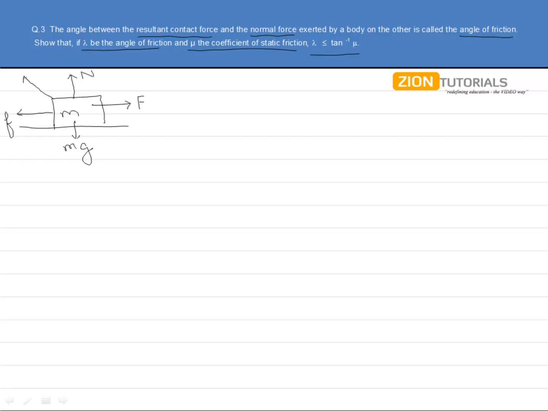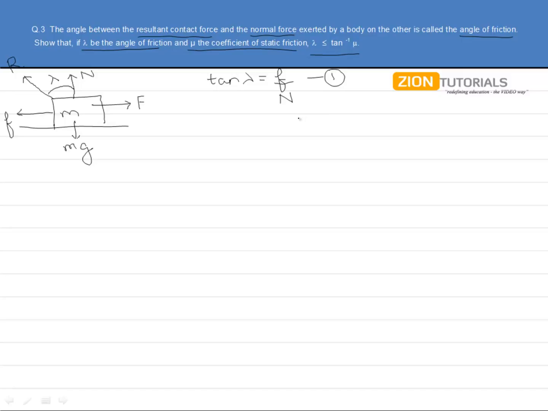So we are going to get a resultant contact force, let us say R. Now this is the angle lambda. So we can write from here that tan lambda is small f over N, marking it as equation number 1.